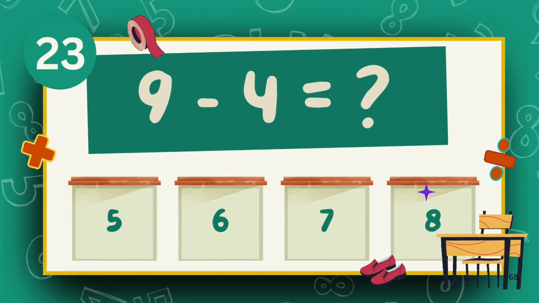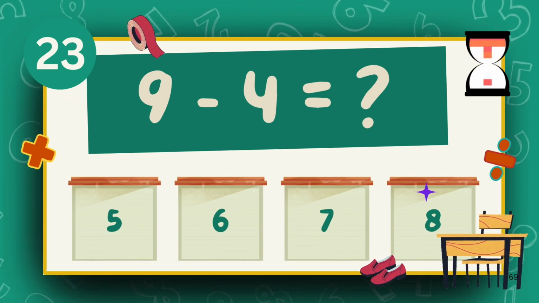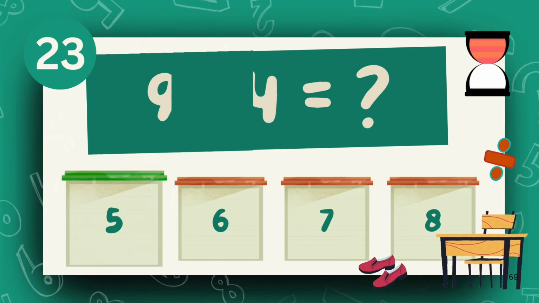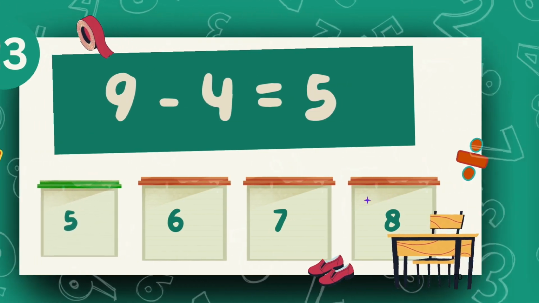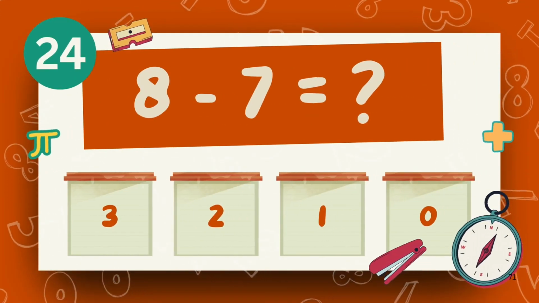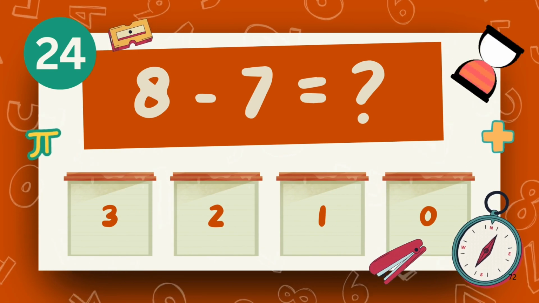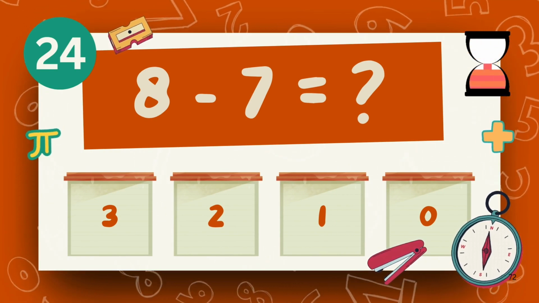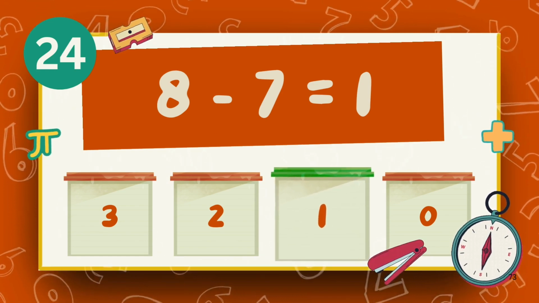What is 9 minus 4? The answer is 5. What is 8 minus 7? The answer is 1.